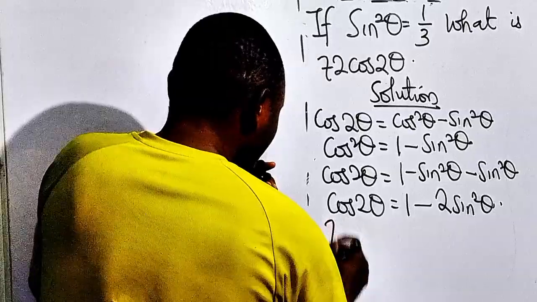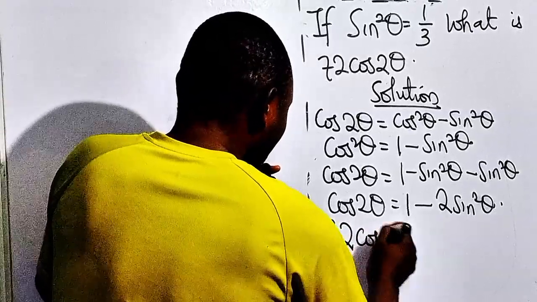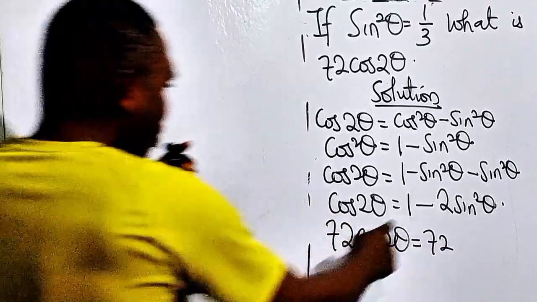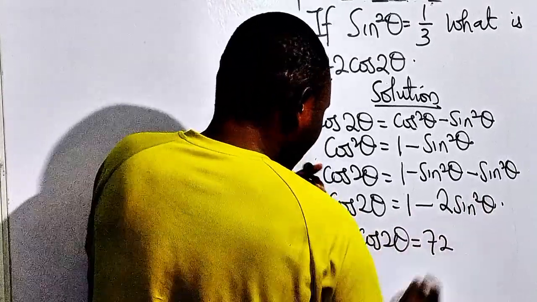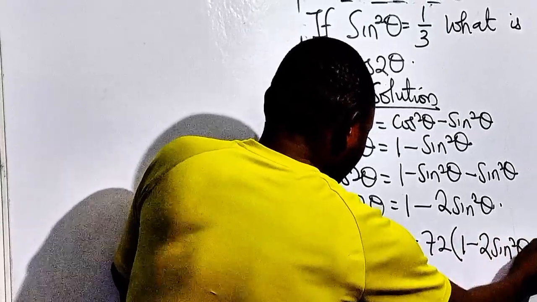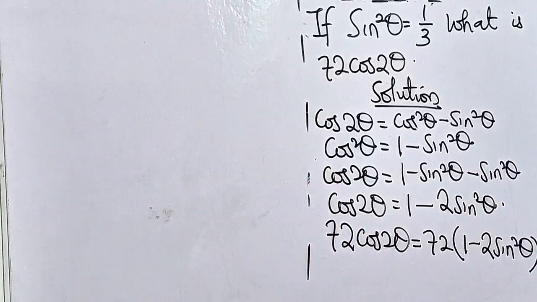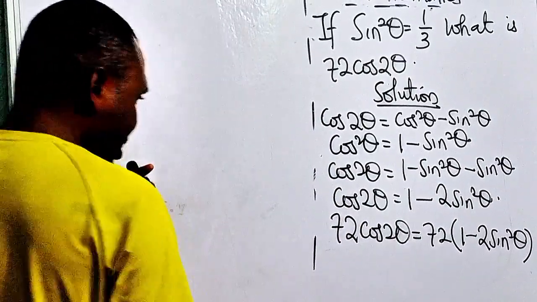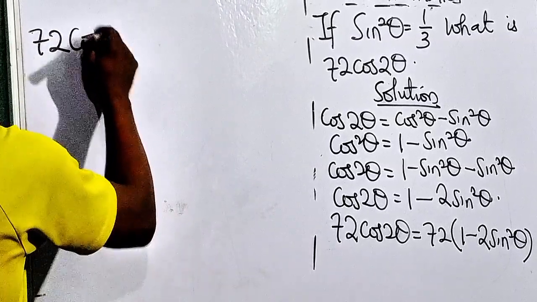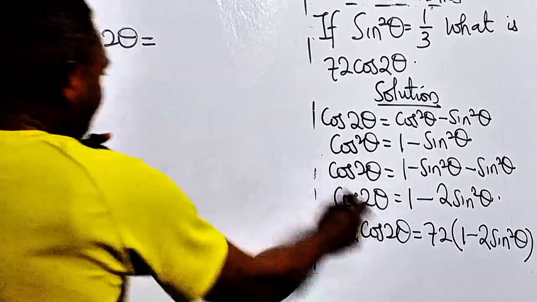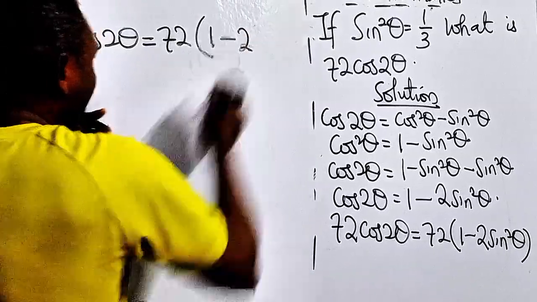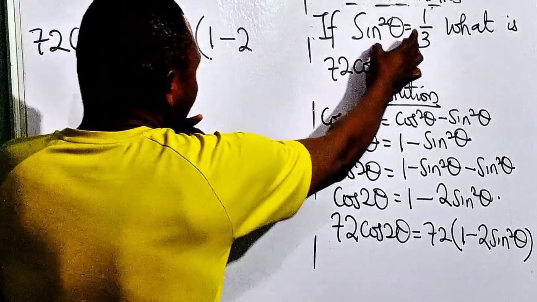So now 72 cos 2 theta can be written as 72, and cos 2 theta now is 1 minus 2 sine squared theta. So it becomes 72 brackets open 1 minus 2 sine squared what? Theta. Are you following? So from what you are having here, 72 cos 2 theta will now be equal to 72, brackets open 1 minus, now this is 2. Now remember that they gave us sine squared theta as 1 over 3.